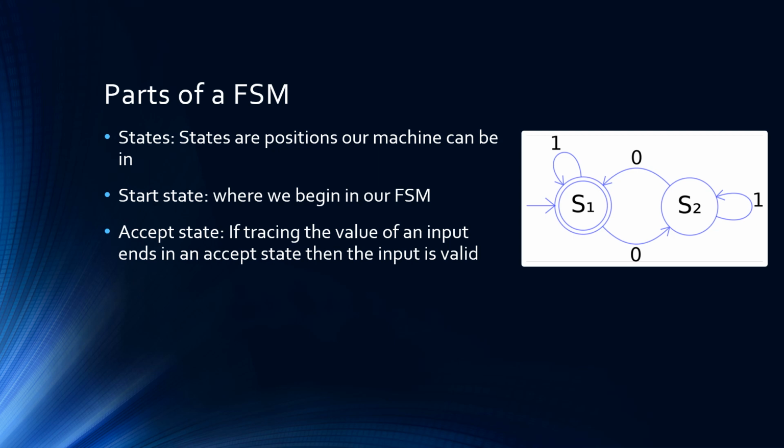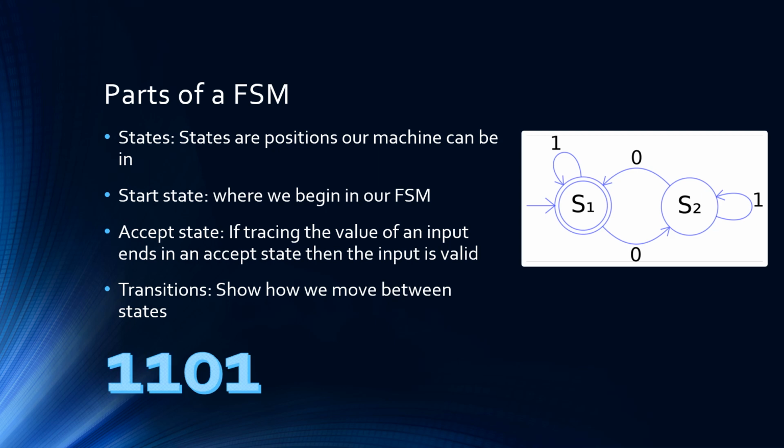Transitions are the lines that move from one state to another. On those lines, you'll see a label that shows what is the input that causes us to change to that particular state. Let's look at some examples of data and see if they're valid. First, let's examine the number 1101. We always start at the start state, S1.